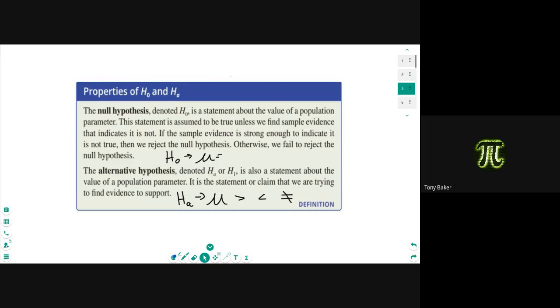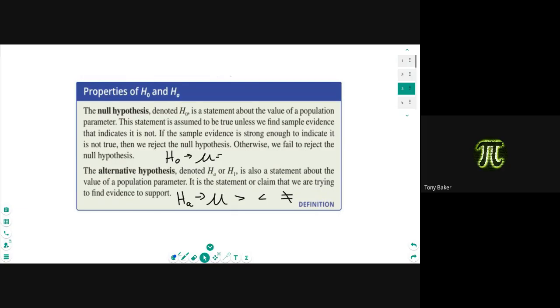The alternate hypothesis, which is an H with a little A underneath it for alternate, is the statement or claim that we're trying to find evidence to support. So somehow we're going to say that it's different than what the data that I got. It's either going to be greater than, less than, or not equal to.